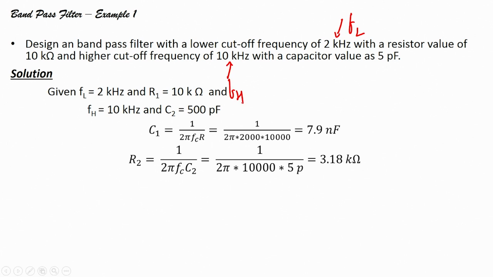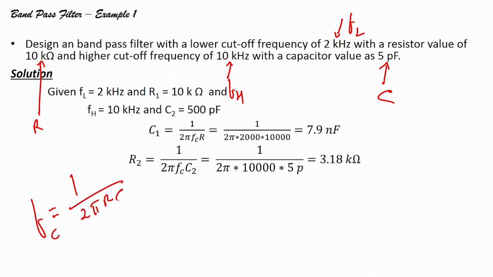Now, you are given R, where is the resistor? Here. You are given C, which is here. So, we know that F equals 1 by 2 pi RC. So, from here we can find C equals 7.9 picofarad, correct. Now, for the second one, we know that this is for the first one.